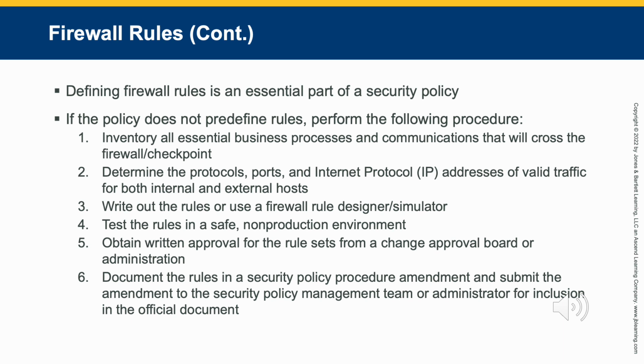Defining firewall rules is an essential part of a security policy. If the policy does not predefine rules, perform the following procedure. Inventory all essential business processes and communications that will cross the firewall or checkpoint. Determine the protocols, ports, and Internet Protocol or IP addresses of valid traffic for both internal and external hosts. Write out the rules or use a firewall rule designer or simulator. Test the rules in a safe non-production environment.